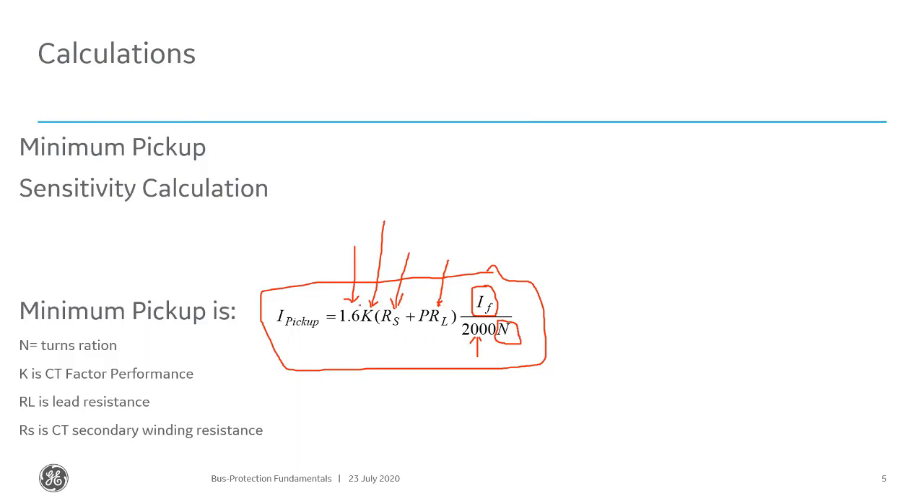So what we're doing here is we're taking a couple of rating factors, this 1.6 and K, and then we're taking this combined lead and secondary winding resistance. We're taking the fault current and dividing it by N to get the secondary fault current. If we take IF, that fault current in secondary terms, and multiply it by a resistance, we're getting a voltage. And that's the voltage that's going to appear across that 2000 ohm resistor. When we divide that by the 2000 ohms, that will give us a current. And that is a sort of minimum pickup current.